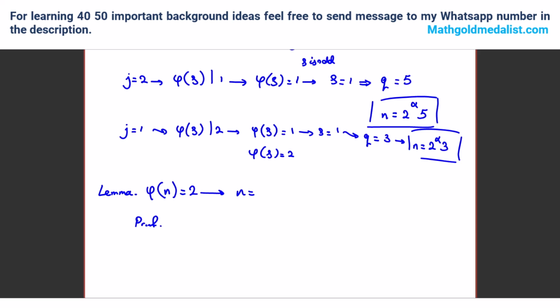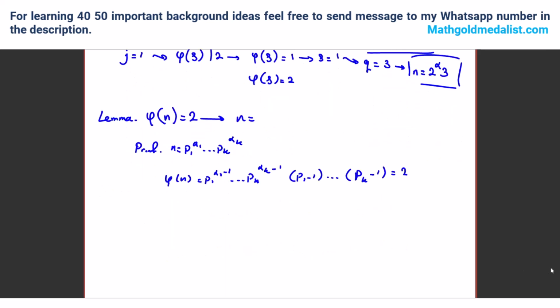Okay, so let me write it. We should use again formula, right? Right. So n is p1 alpha 1 to pk alpha k, right? So phi of n is p1 alpha 1 minus 1, right? Pk alpha k minus 1. We have many terms. One of them should be 2, and other terms should be 1, right? Right. Okay. So we have two cases.